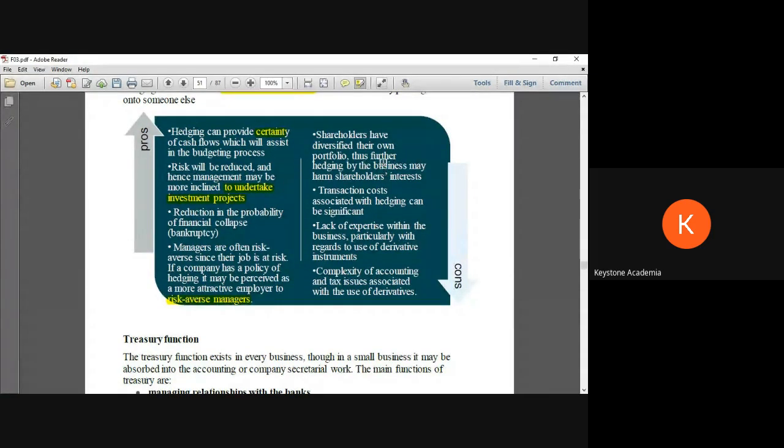Shareholders have diversified their own portfolio, thus further hedging by the business may harm shareholders' interest. If you do too much hedging and we are spending money on that, just like diversification of business, when we diversify our portfolio, we talk about this only. In the ENSOF matrix also this point was raised. Maybe we have a lot of shareholders who are part of our competitors also. Because sometimes when we see the industry is growing, shareholders want to be part of the same industry in different companies, because they understand overall the industry is growing, which means most of the companies here will make money.